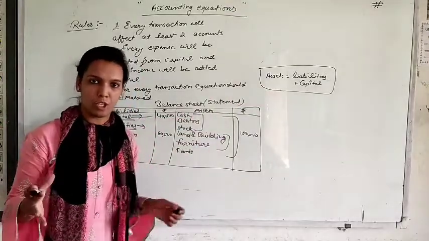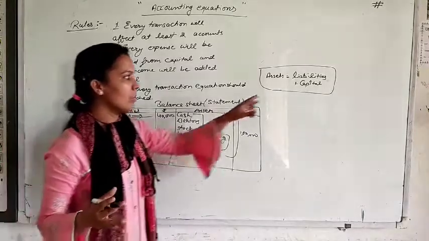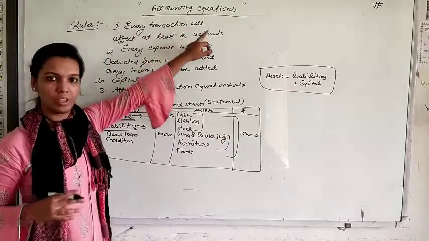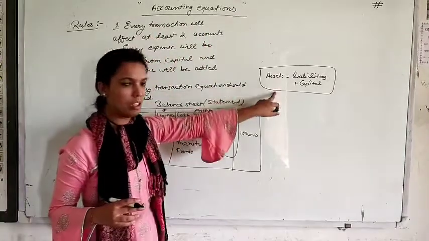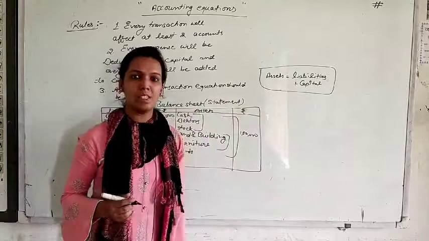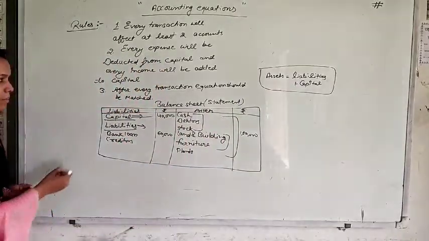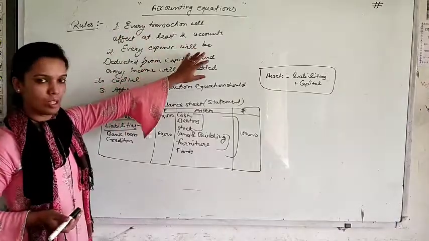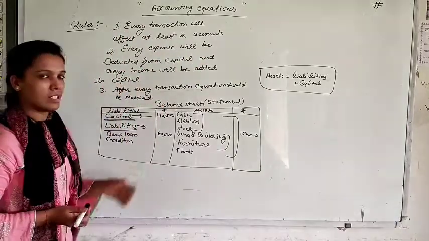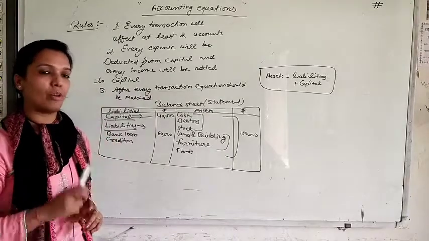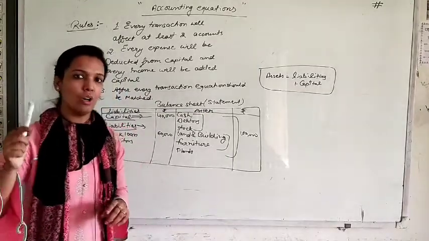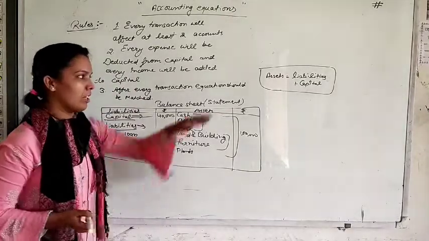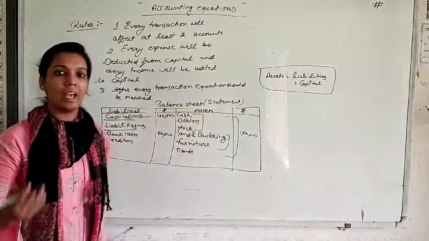There are a lot of transactions in this chapter, and all transactions will match this equation only. So the accounting equation is assets equal to liabilities plus capital. Again I am reminding you of these rules: every transaction will affect at least 2 accounts. Second rule, every expense will be deducted from your capital or every income will be added to your capital. After every transaction, the equation should be matched.